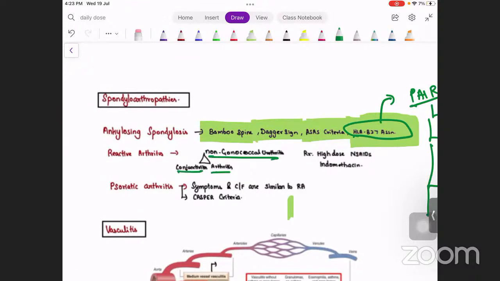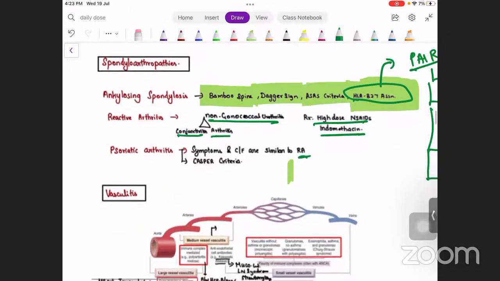Non-gonococcal urethritis, conjunctivitis, and arthritis are the reactive arthritis triad. Drugs of choice are high-dose NSAIDs and indomethacin. Psoriatic arthritis has clinical features similar to rheumatoid arthritis, where CASPAR criteria is used. CASPAR criteria is for psoriatic arthritis.